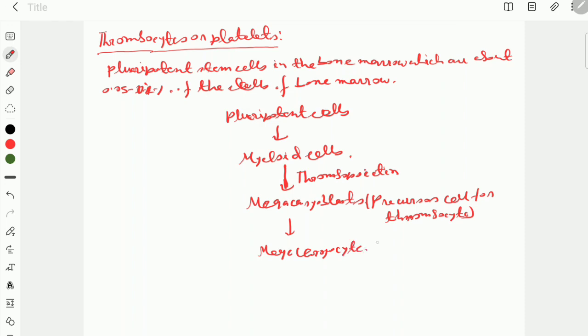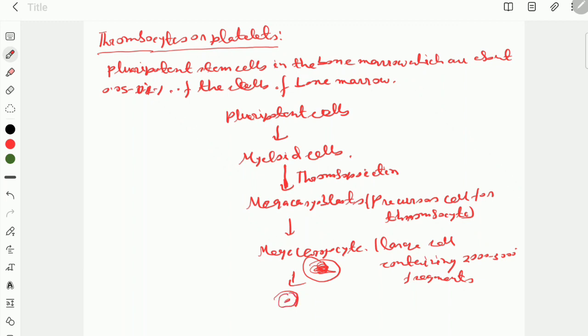Megakaryocyte is a large cell containing 2000 to 3000 fragments. Now each fragment is enclosed by a cell membrane. This is megakaryocyte. Each fragment is enclosed by a cell membrane, which are known as platelets. So these platelets first detach from the megakaryocyte and they enter into the blood circulation.